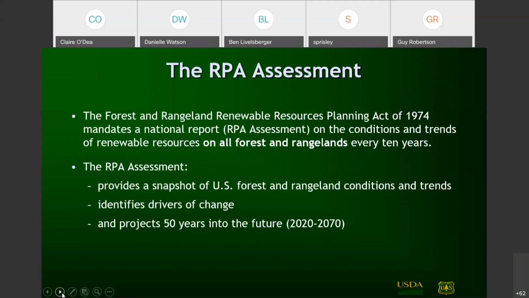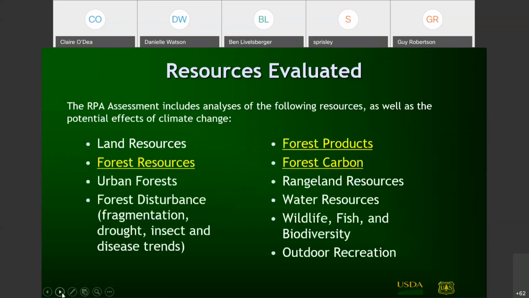And in addition to the required decadal assessment, we also produce a mid-cycle update. Ultimately, the RPA assessment provides a snapshot of current U.S. forest and rangeland resource conditions and trends. It identifies drivers of change, specifically looking at the interaction of economic, social, and biophysical factors, and projects our resources 50 years into the future.